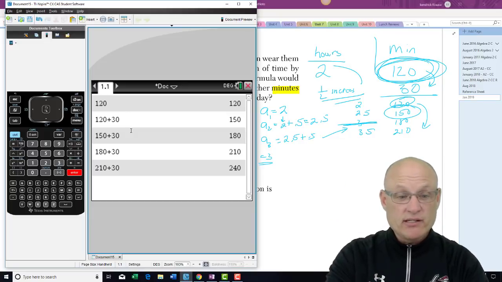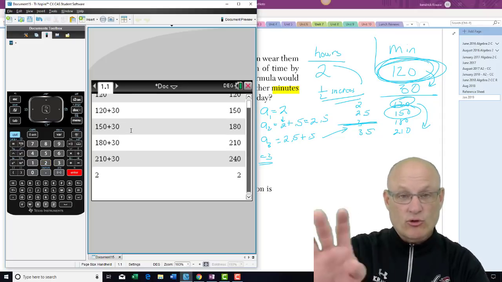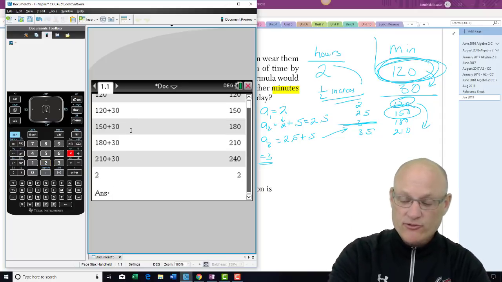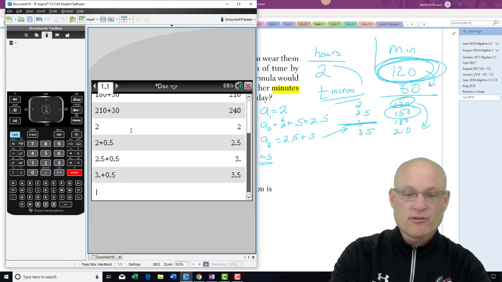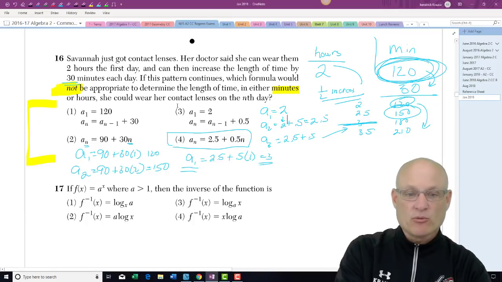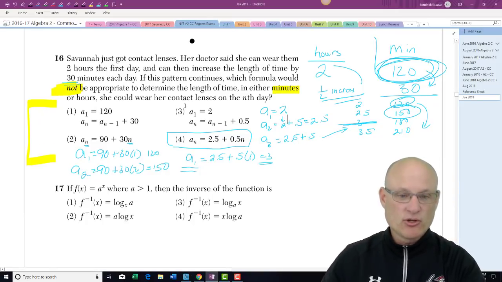Now let's do it with the hours. So I take 2, store it in. And now I'm going to put plus, oops, that's times, plus 0.5. 2.5, 3, 3.5, 4. And that's what this one would do. All right, so the answer is 4, choice 4.